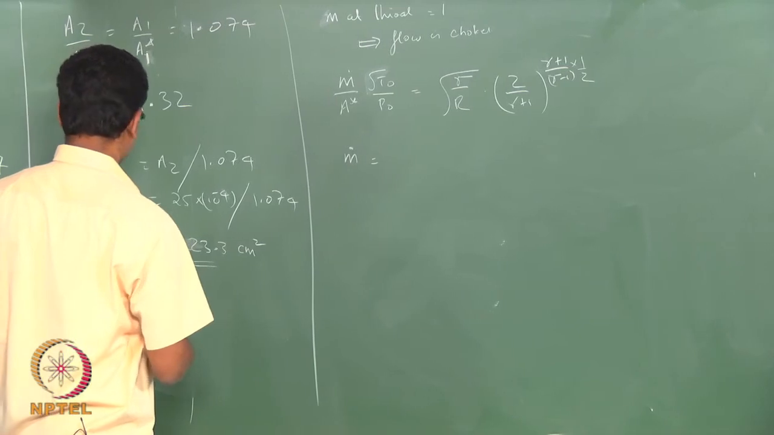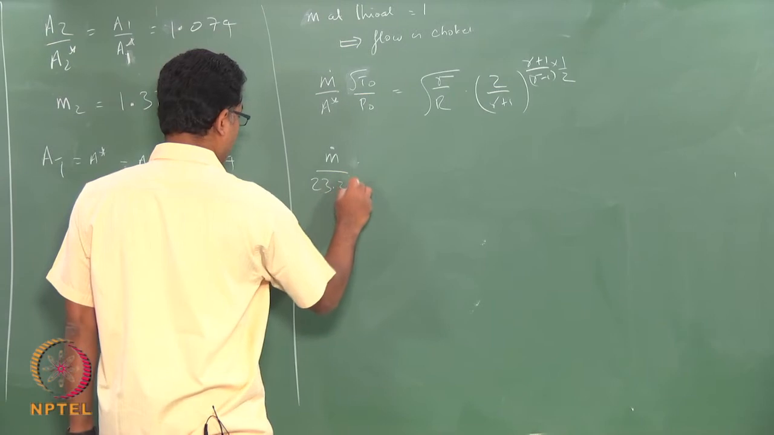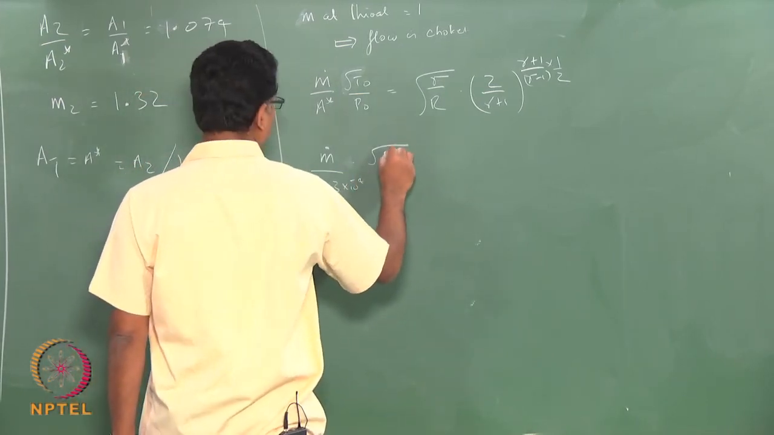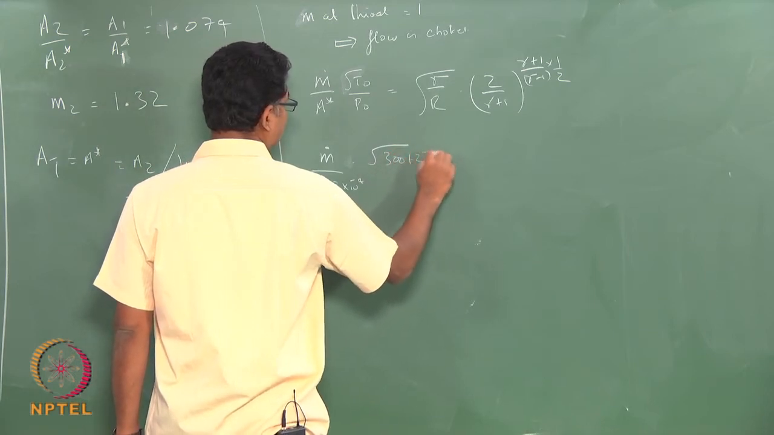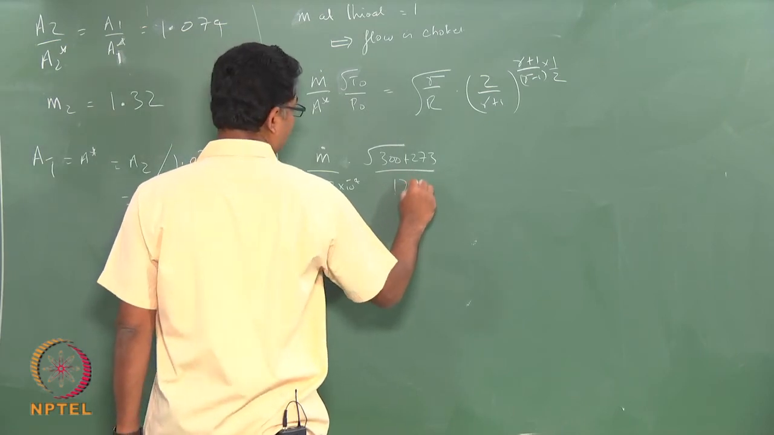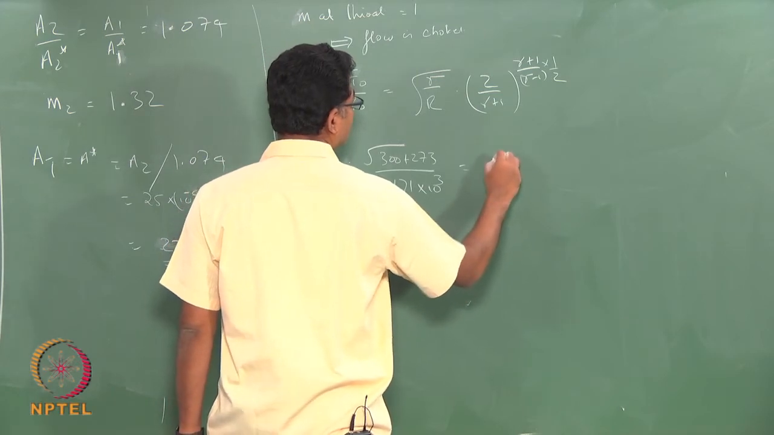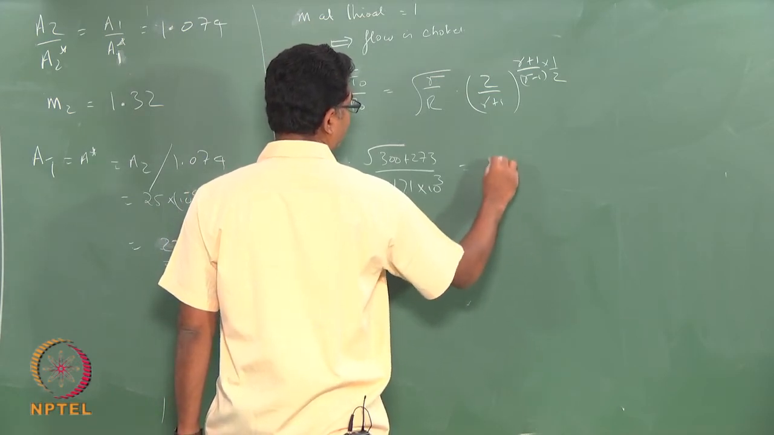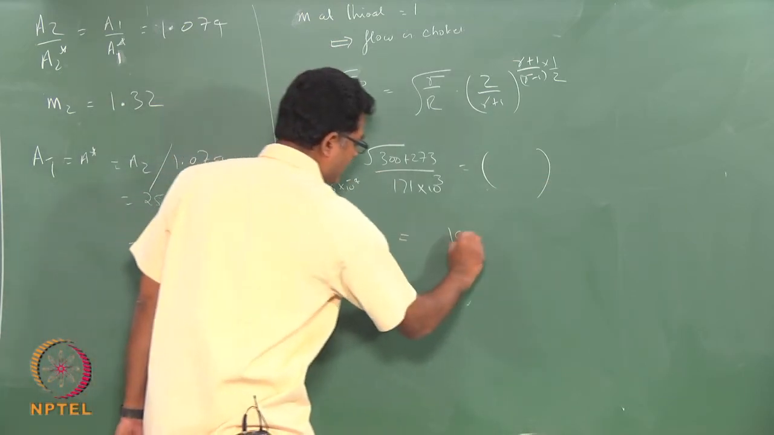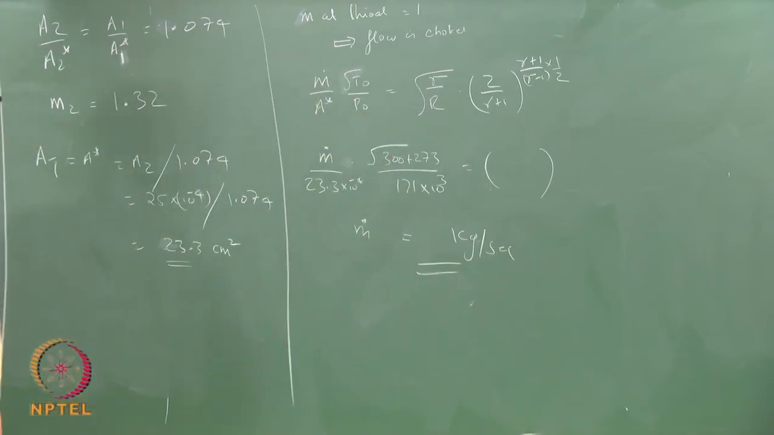A star is known, A star is 23.3 into 10 power minus 4, root of T0 is known, 300 plus 273, divided by P0 is known, 171 into 10 power 3, equals this particular constant. So, you can find your m dot in kg per second.